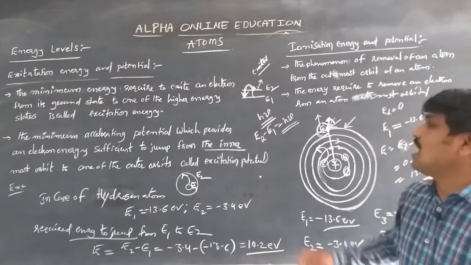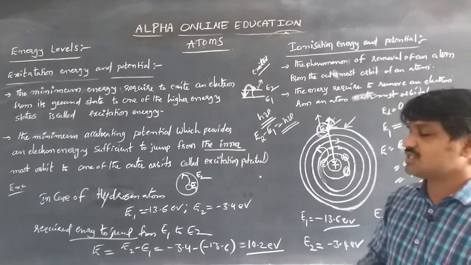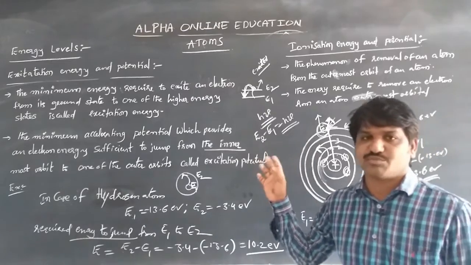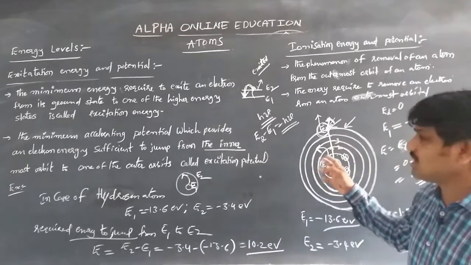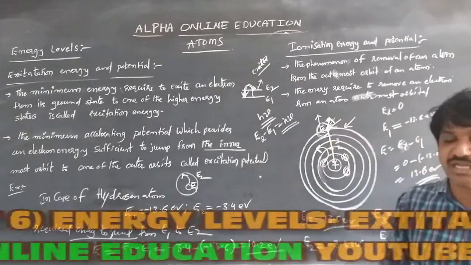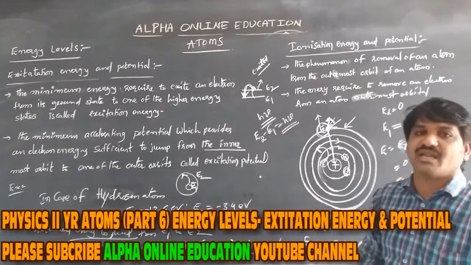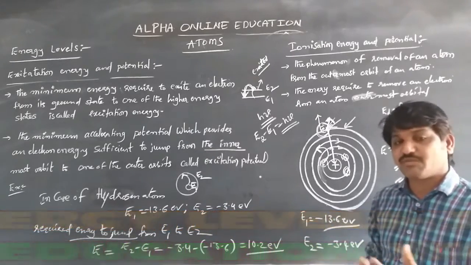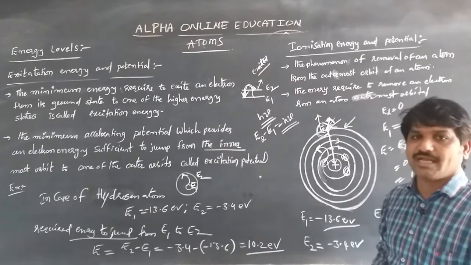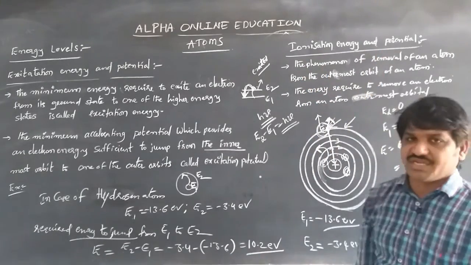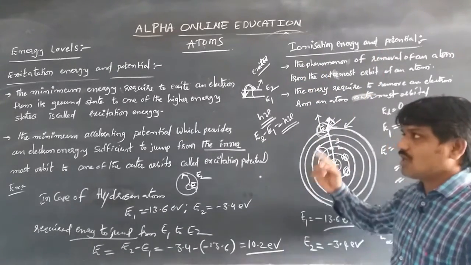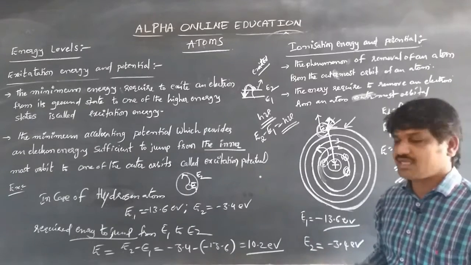This is about ionization energy. The minimum accelerating potential which provides an electron with the energy to liberate an electron from the atom is called the ionization potential. So this is about the energy levels in the hydrogen atom that we have covered.